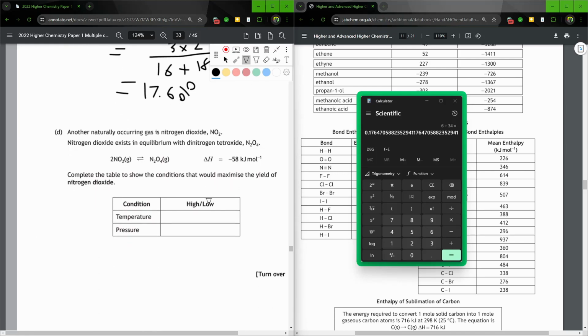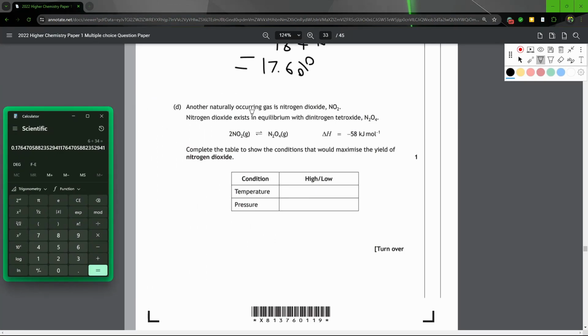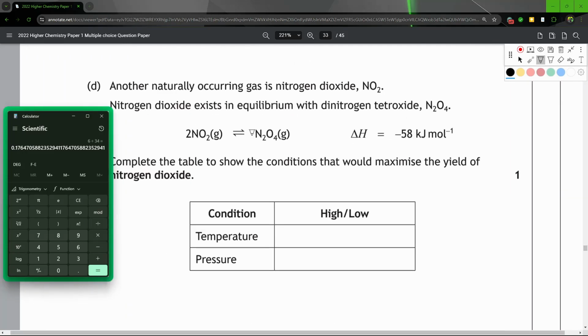And there we are. Another naturally occurring gas is nitrogen dioxide. Nitrogen dioxide is released in equilibrium with dinitrogen tetroxide. Complete the table to show the conditions that would maximize yields of nitrogen dioxide. So basically what we want to do here is favor the reverse reaction, it looks like. Since the forward reaction is exothermic because it's negative, that means we actually want to increase the temperature, so it will favor the endothermic reaction. So we want to increase temperature.